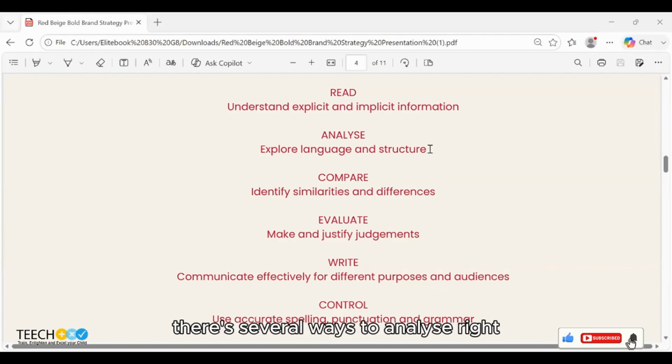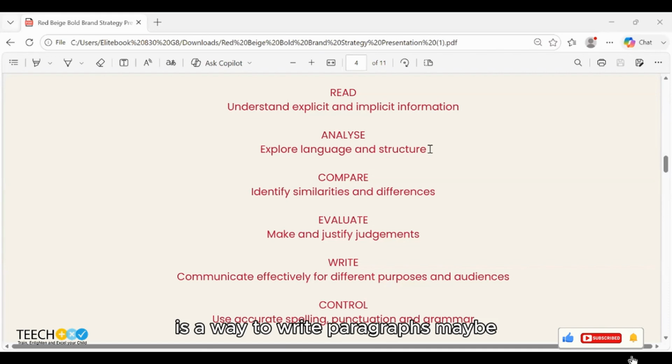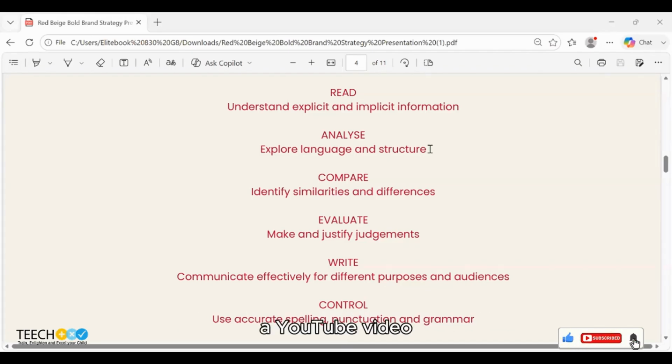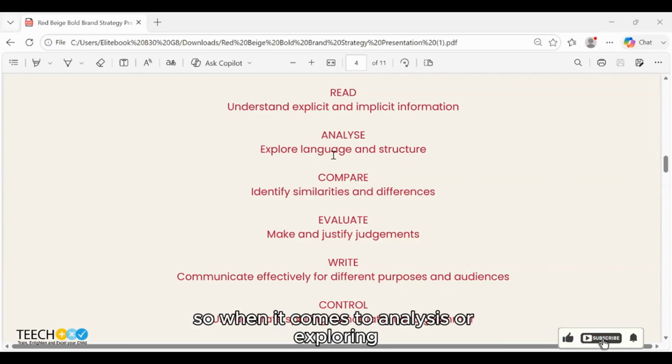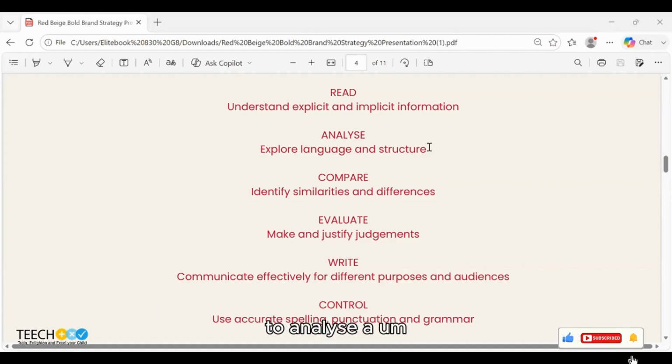When they are analyzing, there are several ways to analyze. I'm going to talk more about it in the coming slides, but let me just point it out here. There's the PEEL structure, because of course they're going to be analyzing in paragraphs. PEEL structure is a way to write paragraphs. Maybe at the end of the class, I'm going to send a YouTube video explaining how to use the PEEL structure to answer questions. So when it comes to analysis or exploring language and structure, it's important that your students are able to analyze an excerpt using PEEL structure.